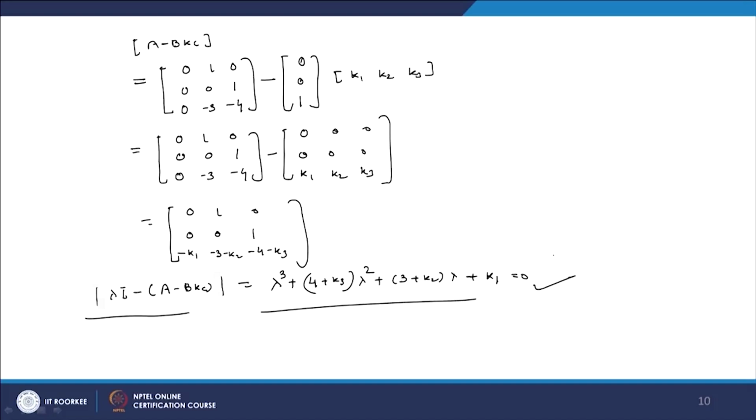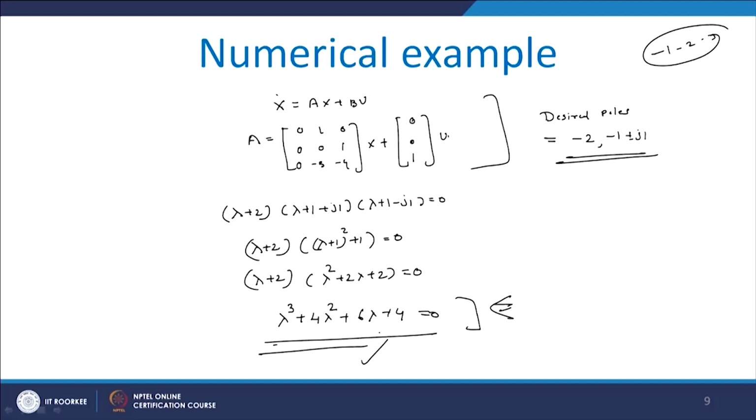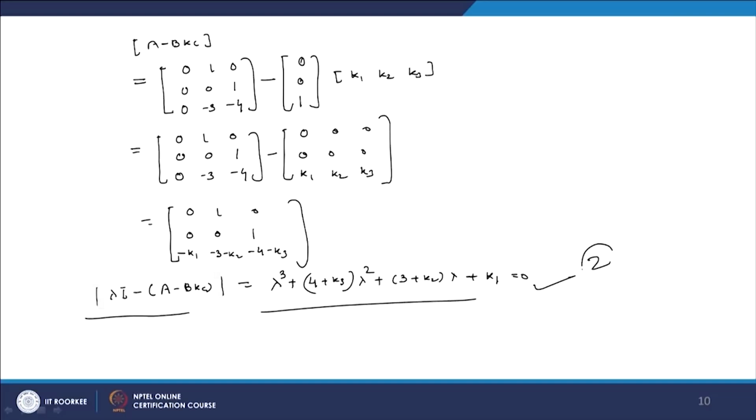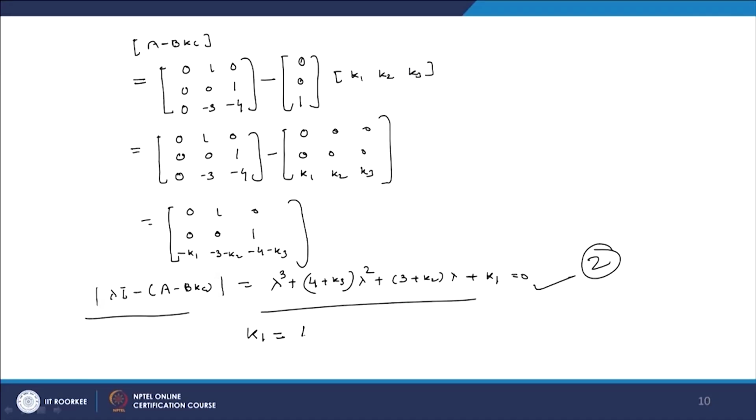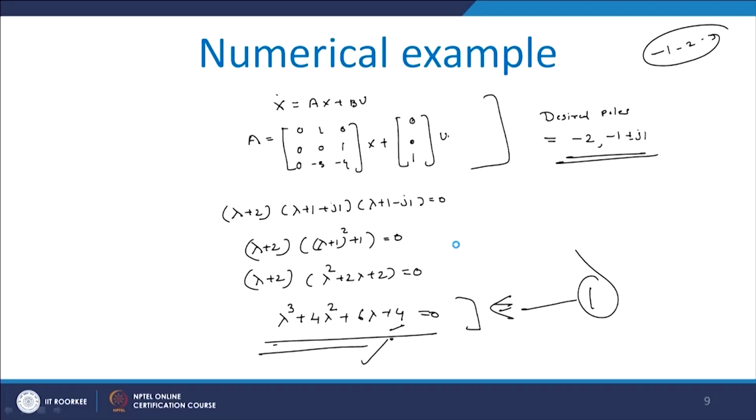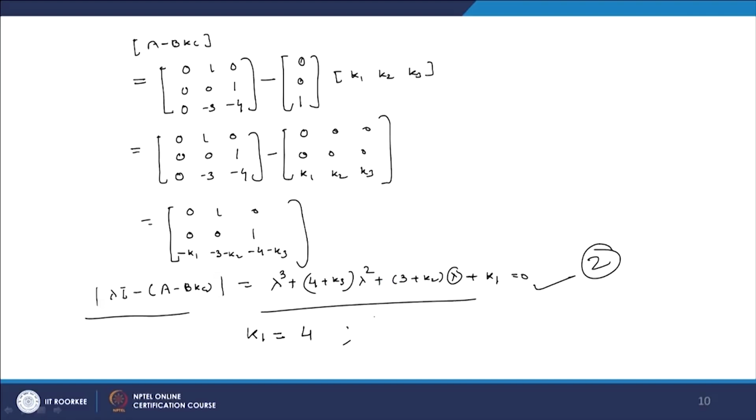Now we have this equation, and this is the desired equation. Let us say this is equation number 1 and this is equation number 2. If you compare these two equations, we get k1 equal to 4. Then comparing the lambda term, here it is 6, so 3 plus k2 is equal to 6, so k2 equal to 3.